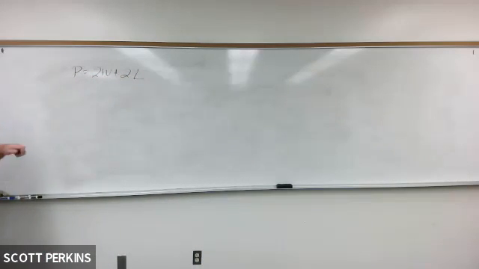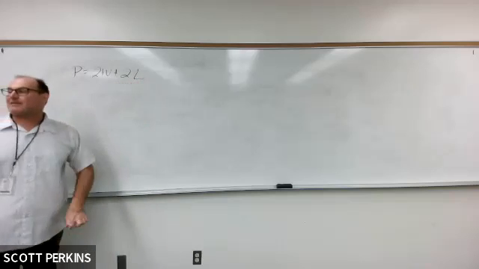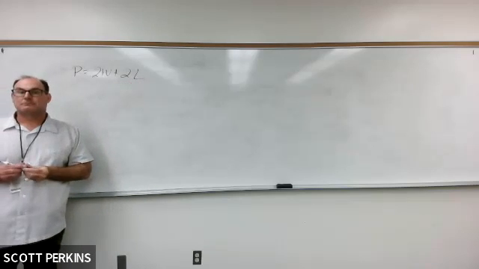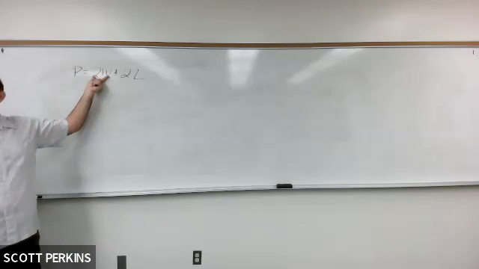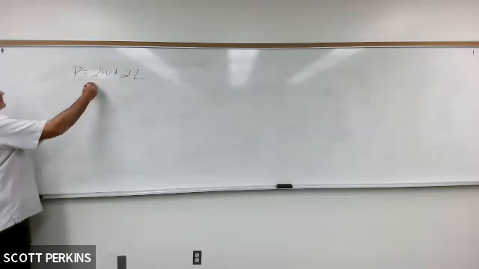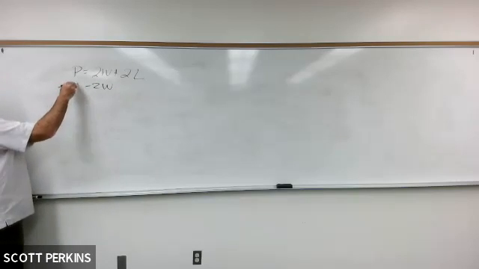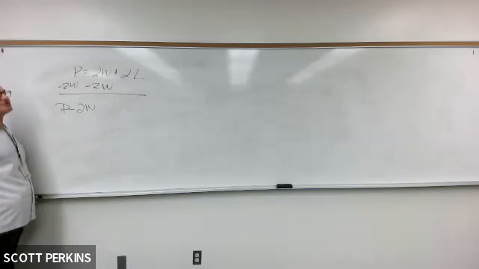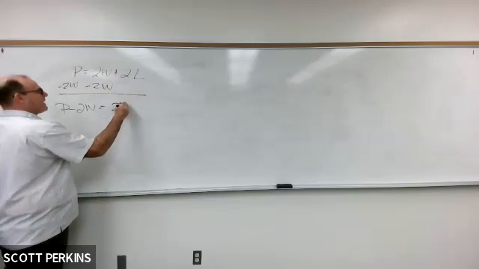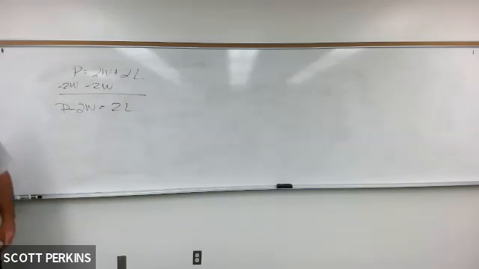I'm solving this for L. There's my L. What's the first thing I've got to do? Move the 2W to the other side. How am I going to do that? So I have P minus 2W. Those are not like terms. Don't combine them. On the other side, I've got 2L. The second and final step is to do what?